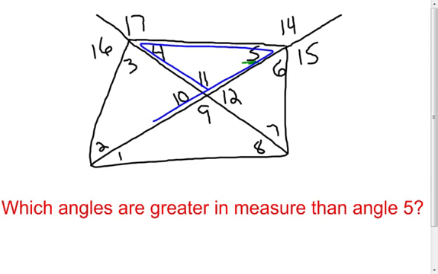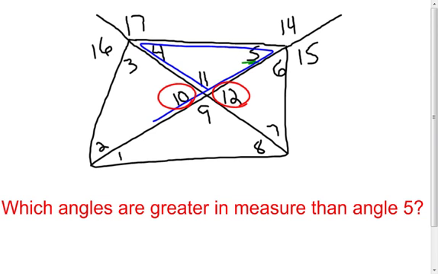Angle 5 is an angle in that triangle. Angle 10 would be an exterior angle. Therefore, I know angle 10 is going to be larger in measure than the measure of angle 5. I'm going to start right away with this vertical angle. Angle 12 will also have to be larger in measure than the measure of angle 5.